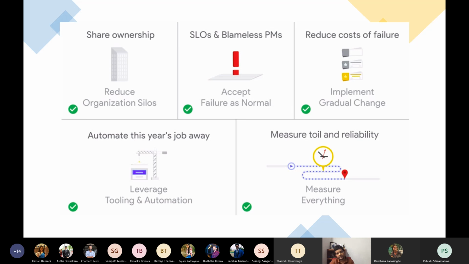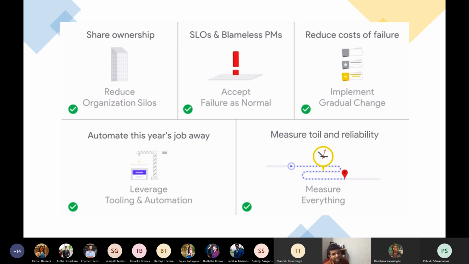And then the second point, accept failure as normal. It's always important that we have this concept called blameless postmortems. No matter what mistake happens in a system, you can't really blame anyone. You have to ask the question why and not who. You should not find out who did this, who developed that feature, and penalize him. No, you need to actually understand why that happened.